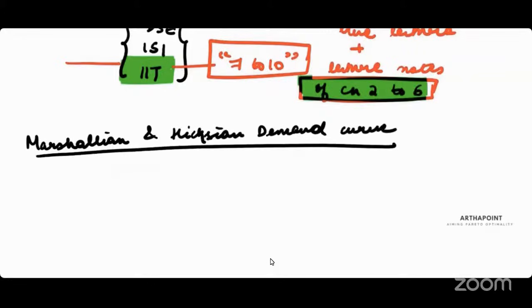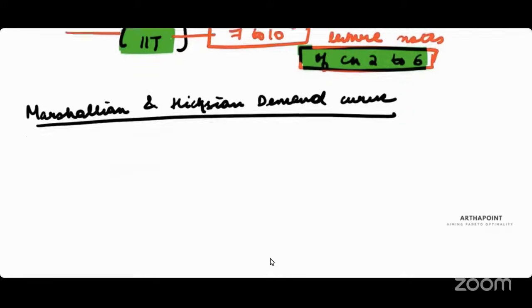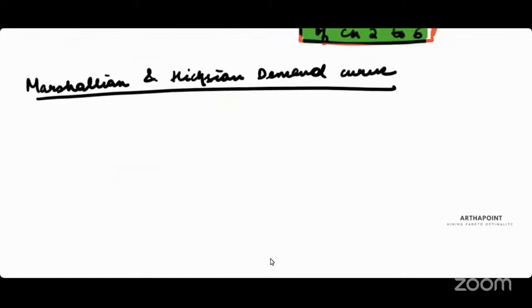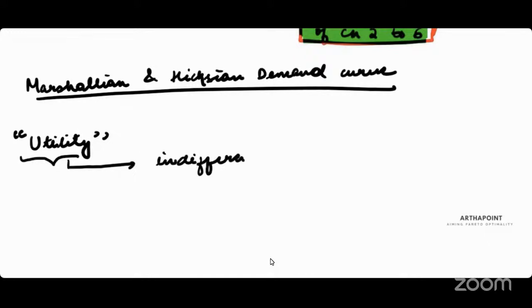Now, to understand the concept of Marshallian and Hicksian demand curve, we would be going through a set of utility functions. First of all, what is utility? Utility is the satisfaction that you get from a commodity. I may get utility from my car, from the laptop that I'm using, from the book that I read. And this utility needs to be depicted. It's depicted through the indifference curves that we study.